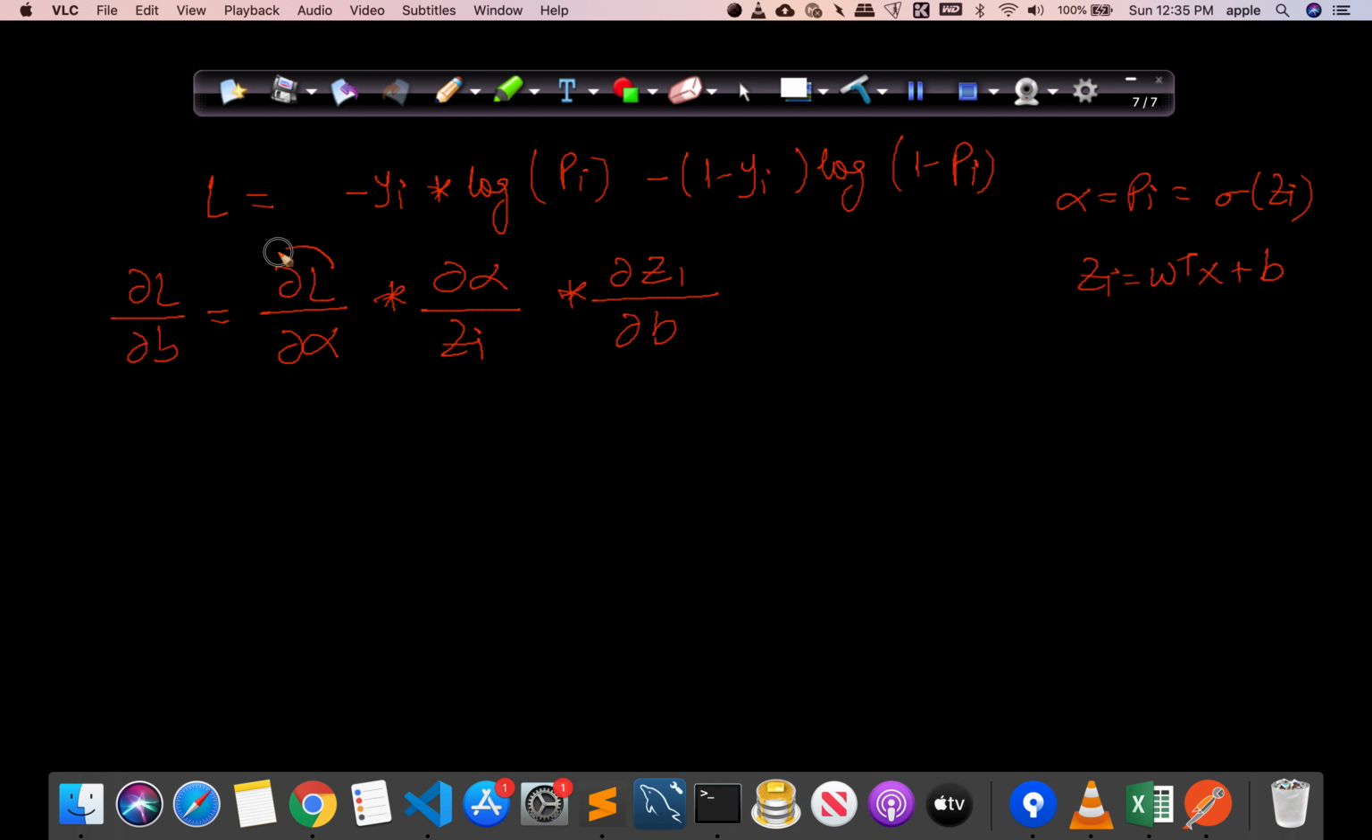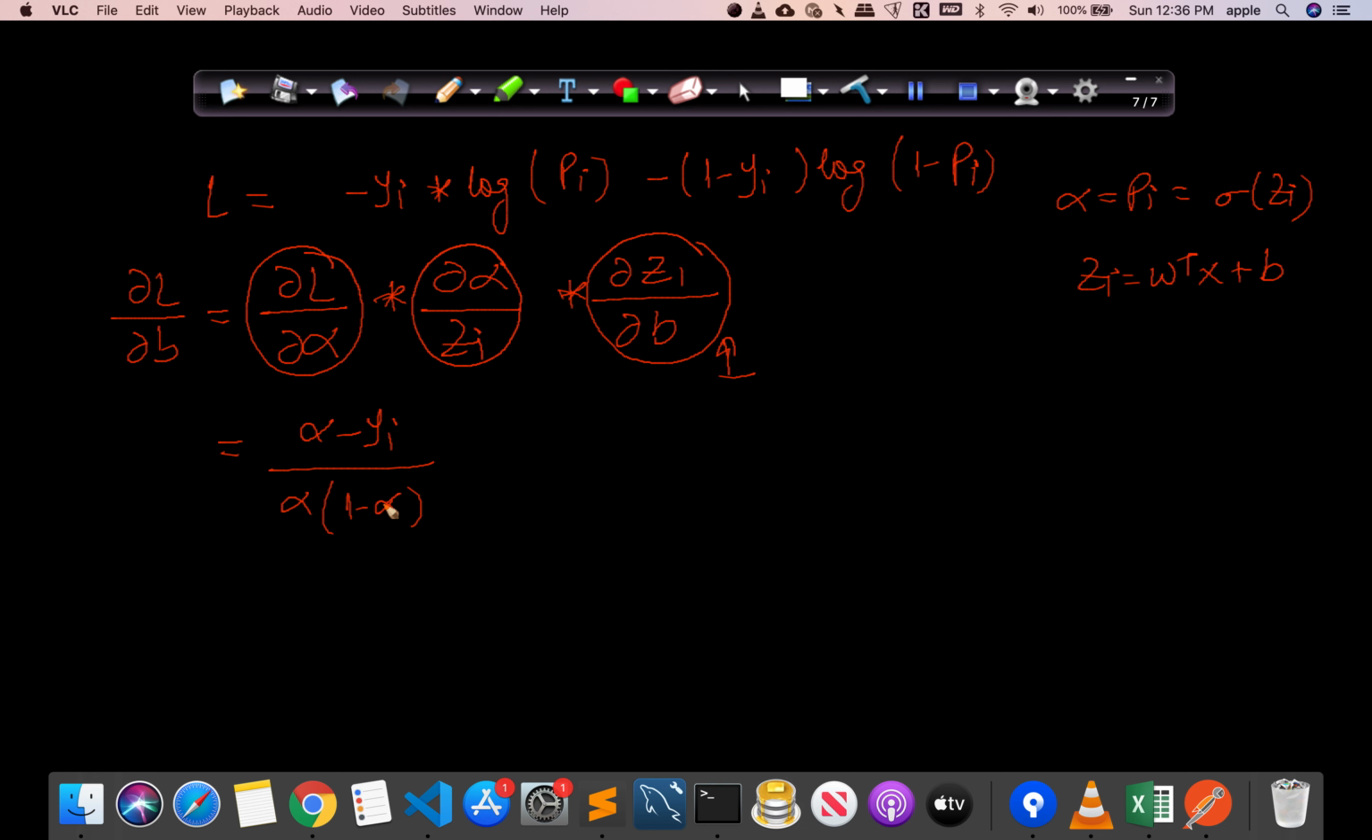Now we have calculated these terms earlier. Only this last term is the newly added term. The first is the same as the previous one, and this was alpha minus yi upon alpha into 1 minus alpha. You can refer to the previous video, I am not deriving it again. And ∂alpha/∂zi is alpha into 1 minus alpha. And if we differentiate zi with respect to b, since this term is taken as constant, it will be 0 and this will become 1. So we are just multiplying it with 1. There is no new term added.